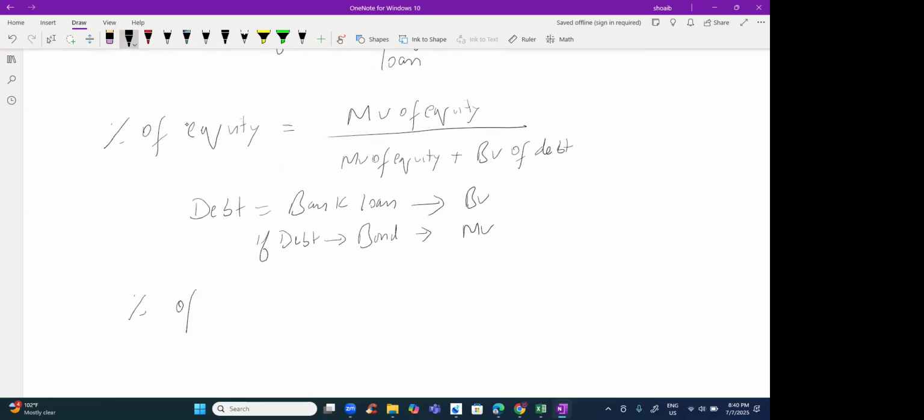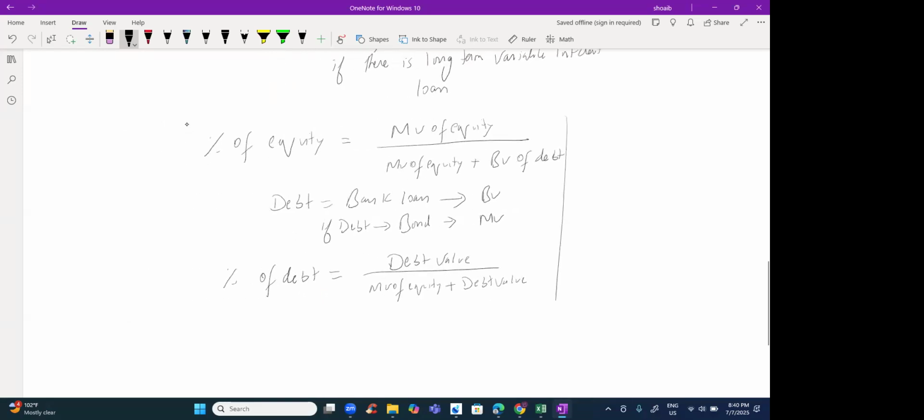Okay, sir. What is the proportion of debt? Debt value, normally book value. But if there is a bond, then you will take market value, divided by market value of equity plus debt value. In case of a private company, debt would be book value and equity will also be book value, because in a private company, market value will not be available.